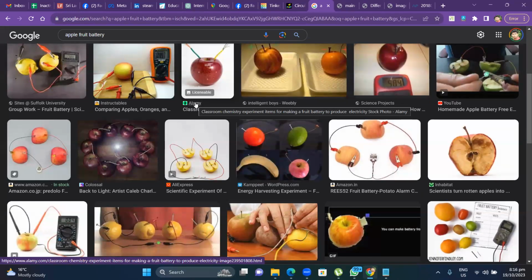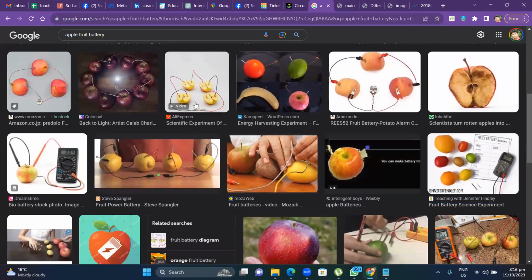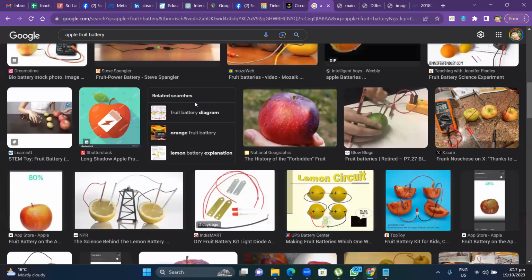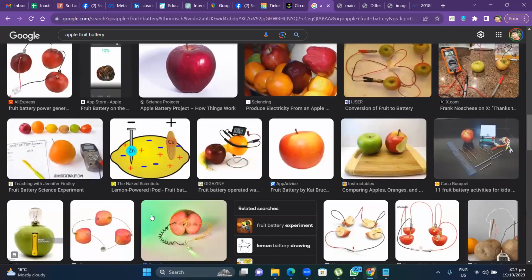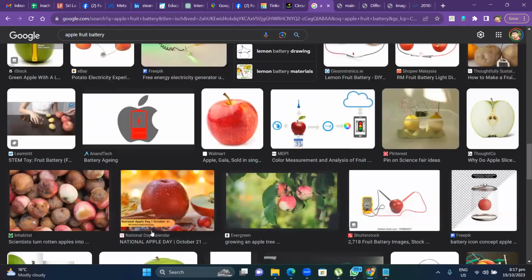Can we use orange also? Yeah, possible. Orange, lemon, lime, anything. Because it has acid as well as the watery interface, which is a conducting interface. Okay, you can see that here. Lemon, lime, anything can be used. Right? You can try these things.